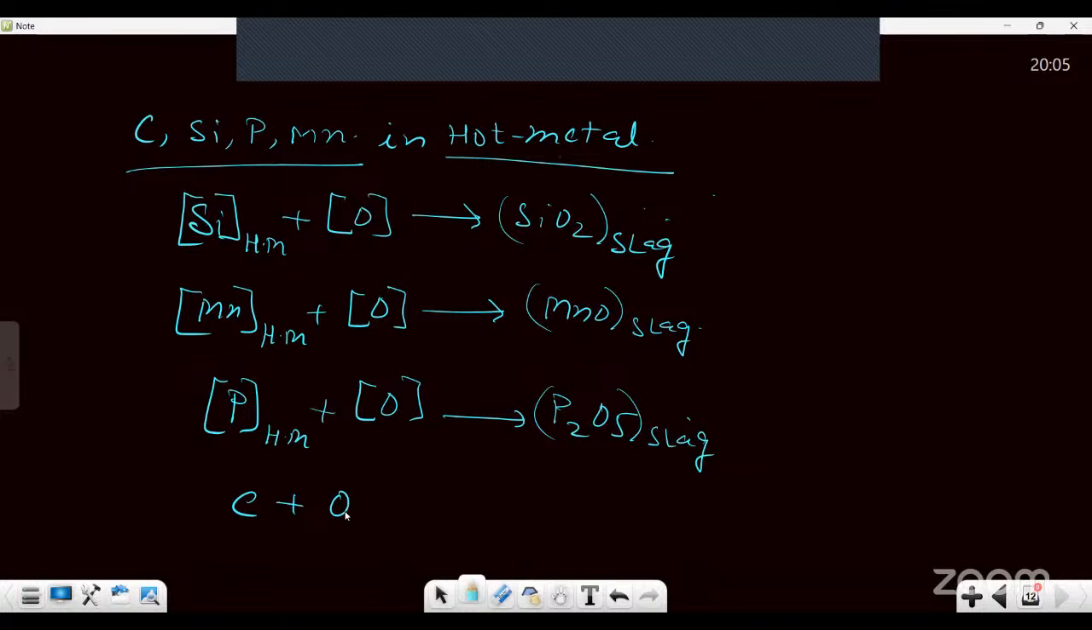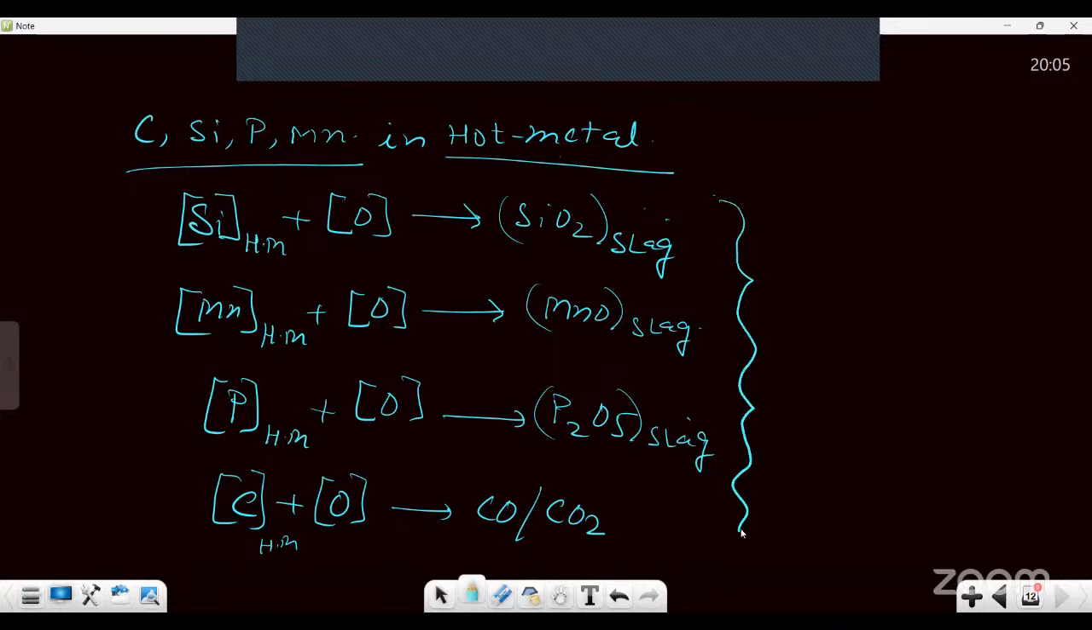And very important, carbon. The high amount of carbon in the hot metal will also take up the oxygen and form carbon monoxide or carbon dioxide depending upon the temperature. What is the temperature of the converter? All these reactions are exothermic reactions, and that is what makes the steelmaking process autogenous, because only these reactions are involved.